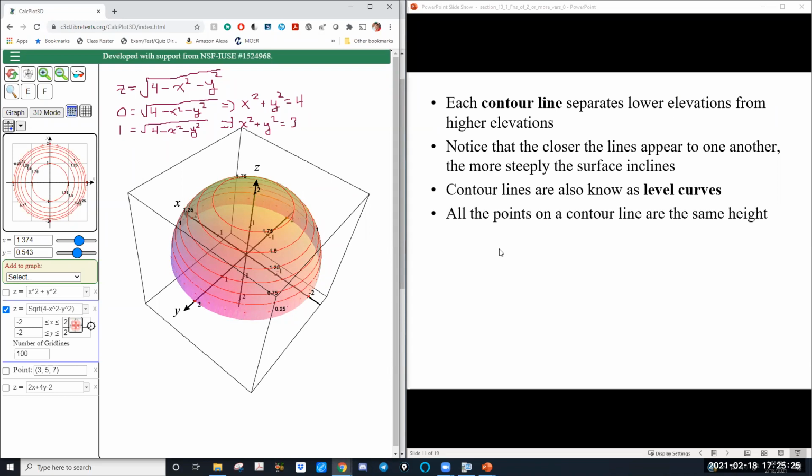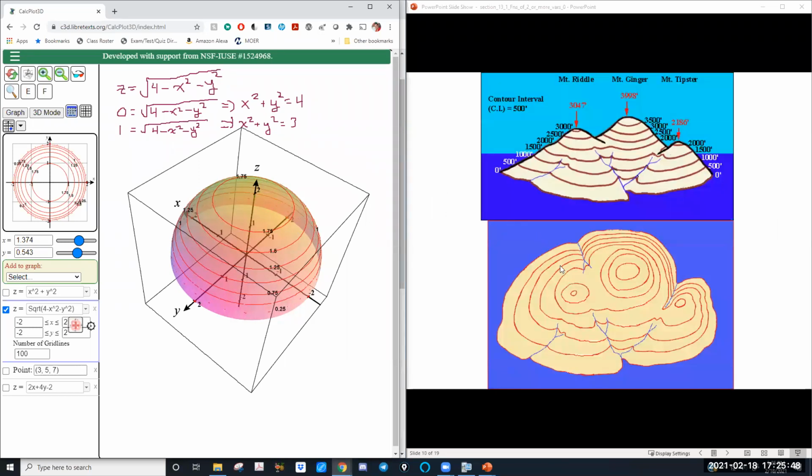Contour lines are level curves. I'll use those terms interchangeably. You'll see them used interchangeably when you go through videos and all sorts of Calc 3 material, so it's just better for us to be familiar with both terms. All the points on any given contour line are at the same height. We can kind of see that here, and we can see it in our topographical map, right? If we're on this contour line, we're at 1,500 feet, okay?